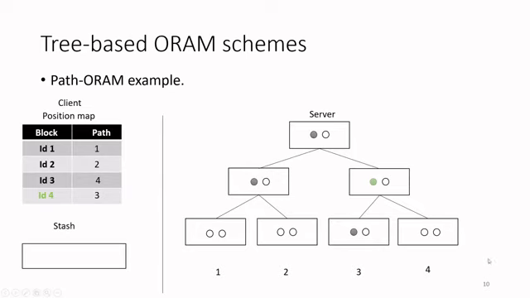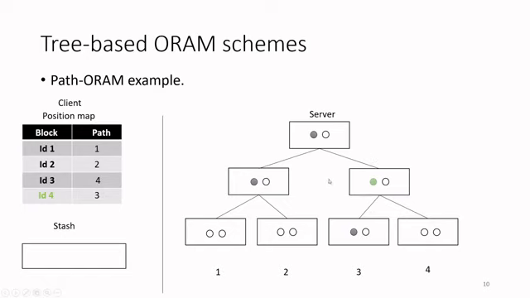In ORAM settings, there are a client and a server. The server stores data blocks in a binary tree structure. The client maintains two local data structures, which are the position map, telling which path in the tree a block ID belongs to, and the stash, which is used to store data retrieved from the server.